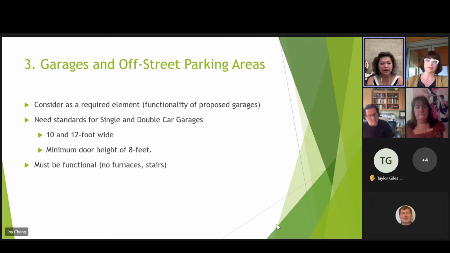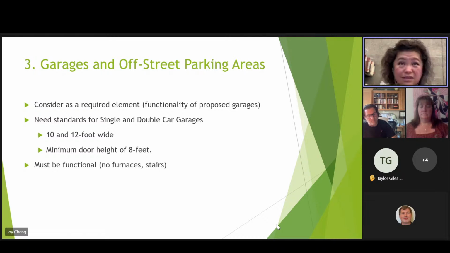And at the same time, even if we do build these structures bigger or wider, we don't regulate what the property owner is going to do in that space. And typically it ends up being storage. Okay. From my own personal experience.